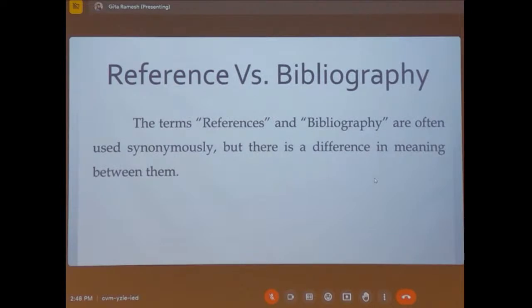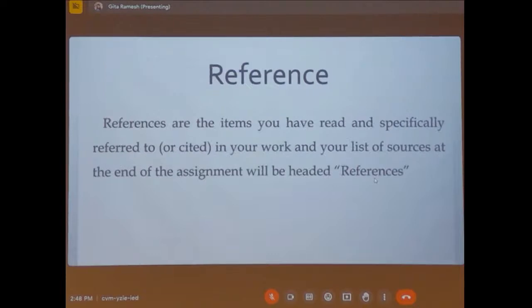These two terms seem synonymous, but they are not. References and bibliography are two different things, but we use them synonymously. What do you mean by reference? References are those items that you have read and specifically referred to in your work, and your list of sources at the end of the assignment. You will write all those articles, books, essays, or any item which you have reviewed under the title references. If you have included it in your work, again I repeat, if you have included it in your work, then you write it as references.